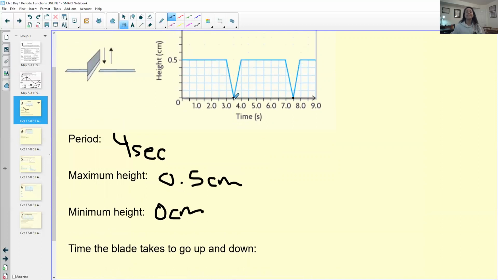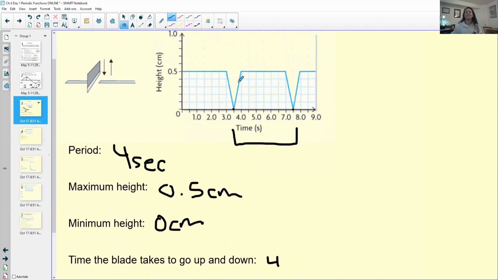Okay, this is where the blade is already down. So for the time it takes for the blade to go up and then down again, in this case, they're actually asking you for the period of the function again. So it would be 4. If they asked how long it takes for the blade to go down and up, then you would look at this piece, okay?